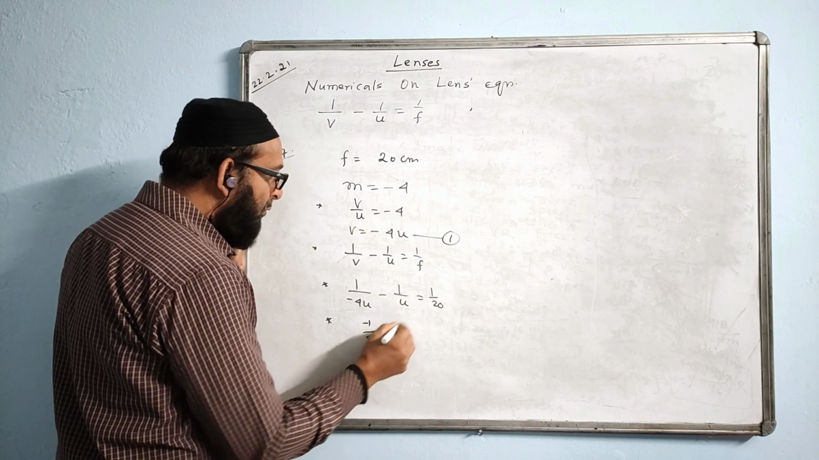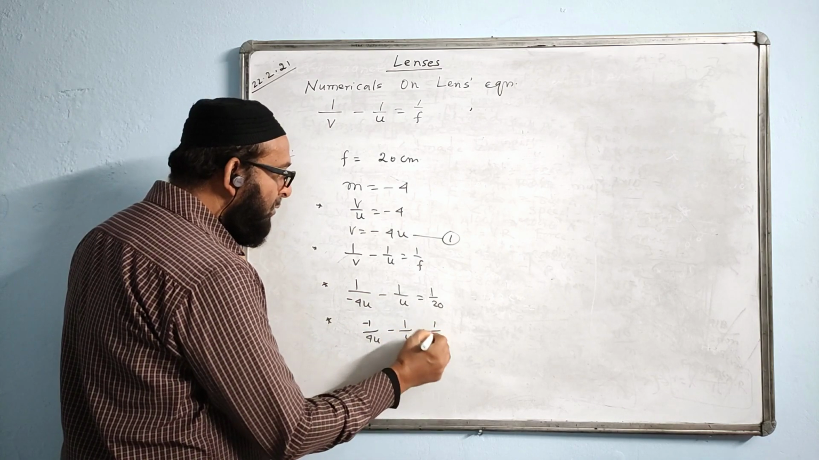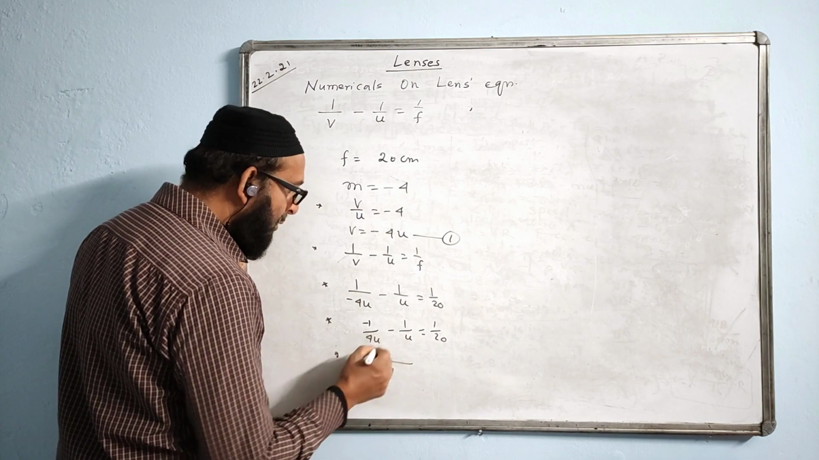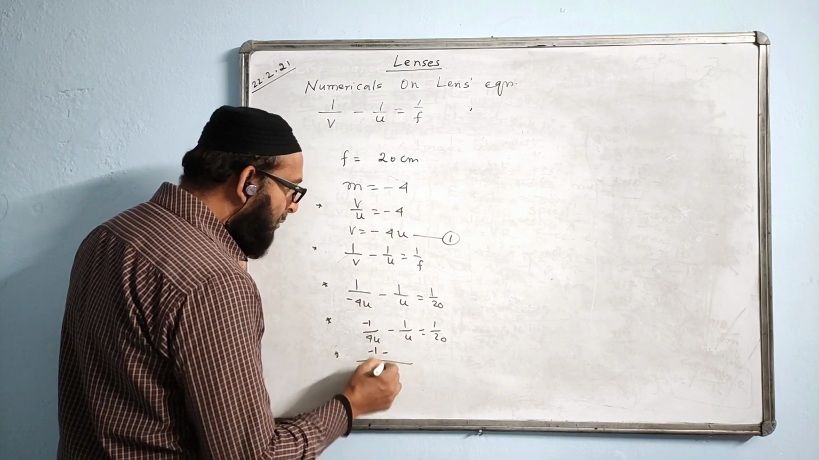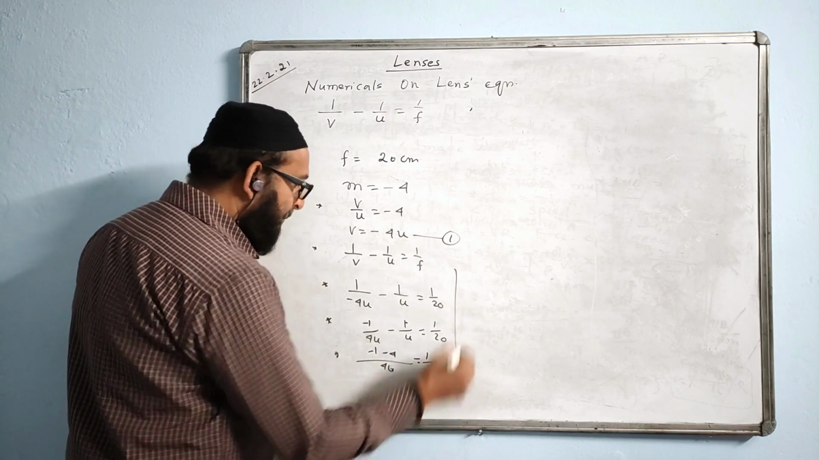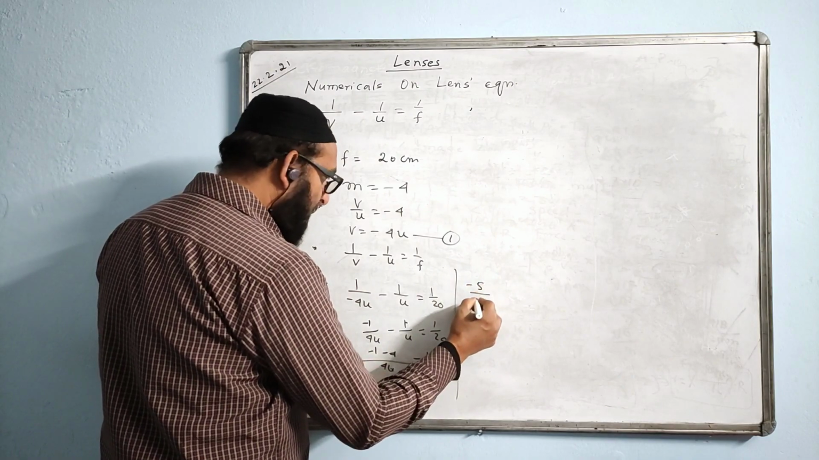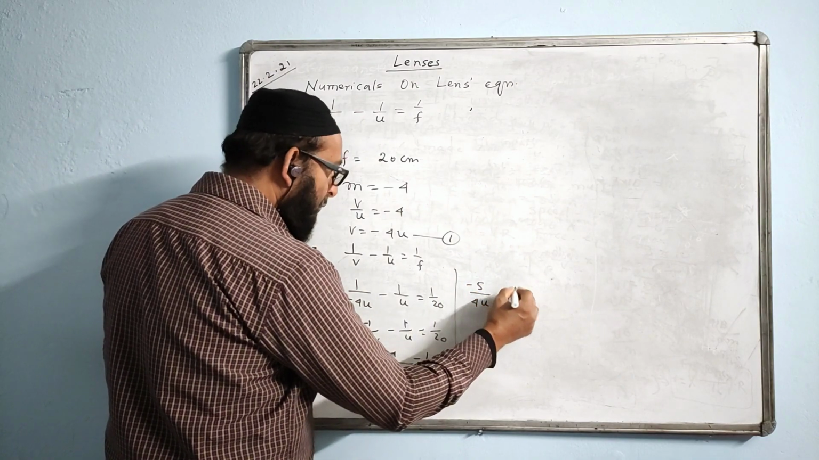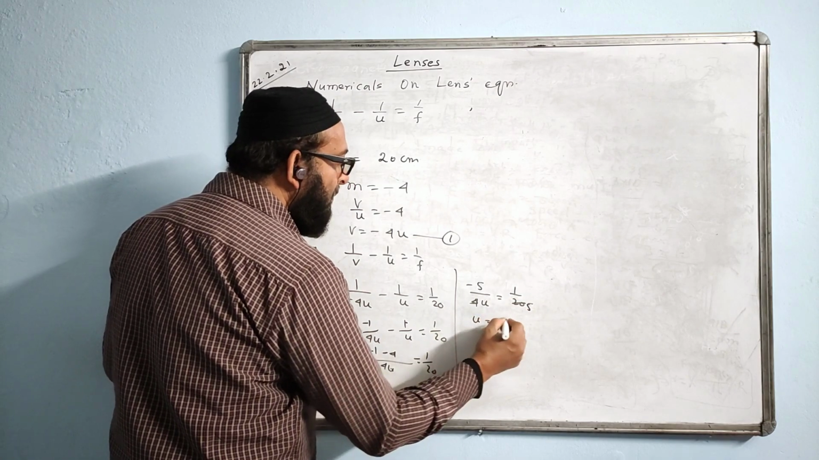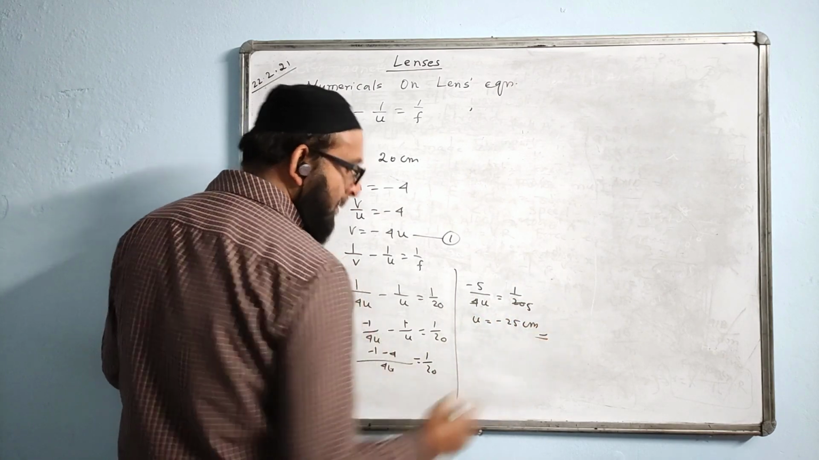Minus m can shift up. Minus 1 by 4u minus 1 by u is equal to 1 by 20. Take LCM. 4u and u. LCM is 4u. Minus 1, u and u will go. You get 4 here. 1 by 20. This is coming minus 5 by 4u is equal to 1 by 20. 4, 5 times will go. The value of u is coming minus 25 centimeters.